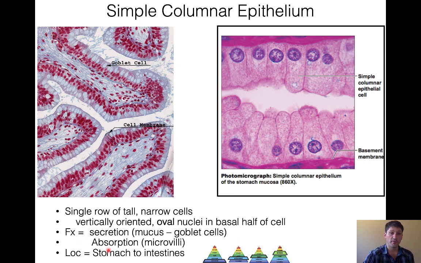So when you're thinking about the location, stomach to intestines, we need mucus that's being produced so that our stomach isn't digesting itself, or digesting itself as rapidly. And we need microvilli for absorption of nutrients in the intestines. So kind of understanding how these work and then applying it to different parts of the body.